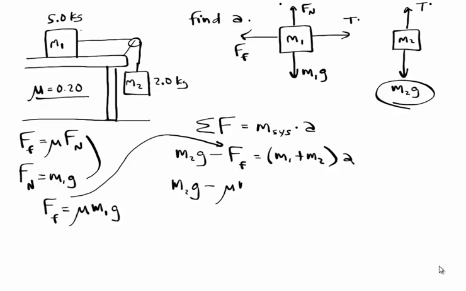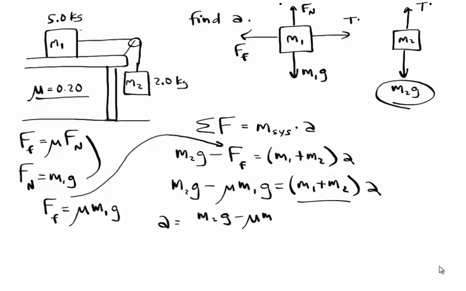Now I can substitute that in over here, and I'm going to get that m2g minus mu m1g equals (m1 plus m2) times acceleration. And if I divide both sides by the system mass, I'm going to get that the acceleration equals (m2g minus mu m1g) all over (m1 plus m2).